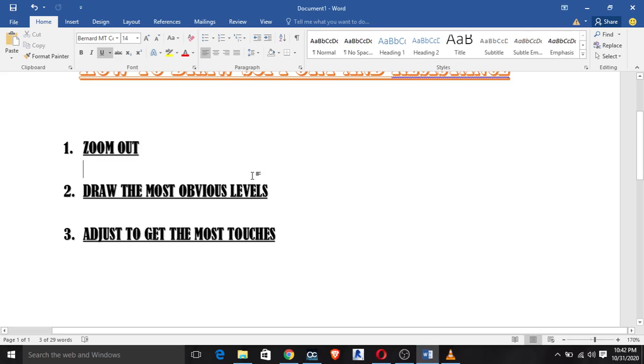Number 2, draw the most obvious levels. Yawa an ce ka yi drawing obvious levels. Bari na ga abin da ake nufi da obvious levels.